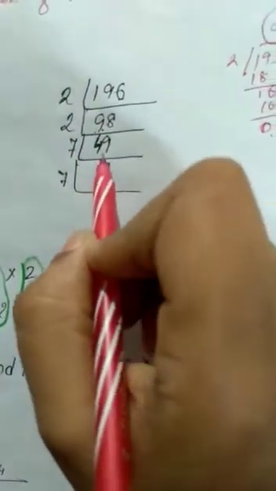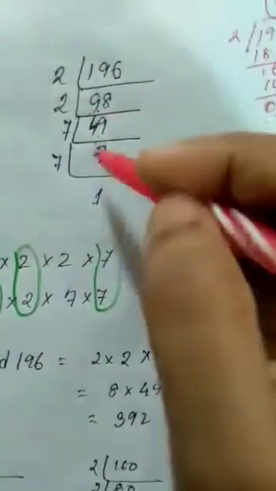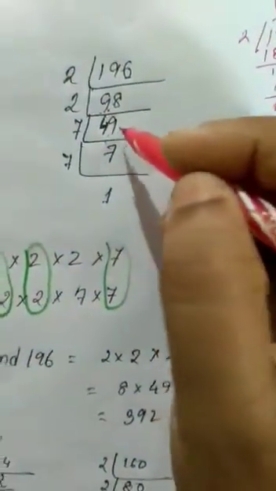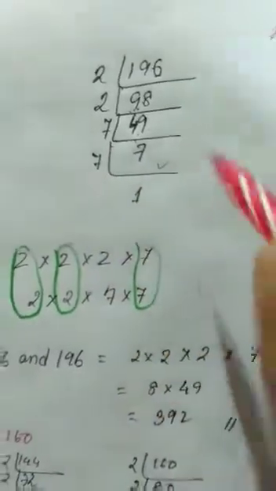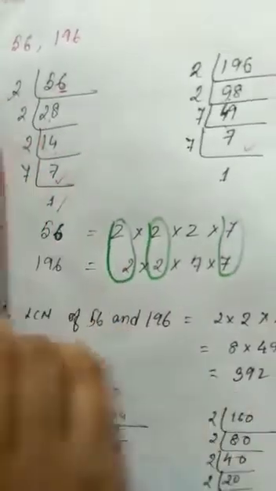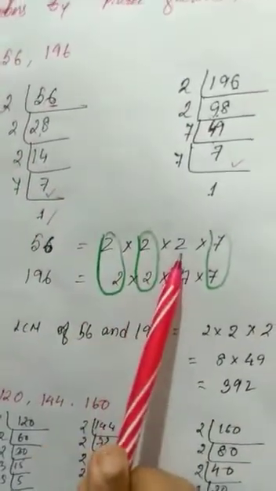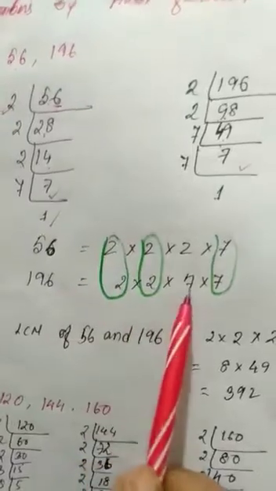And 49 is a multiple of 7. 7 7 49. As it is not a multiple of 5, 2 or 3, so 7 1 7. Now we have got this prime factorization. So for 56 we can write 2 into 2 into 2, then 7. Now for 196 we will write 2 into 2, 7 into 7. Okay, so we will write all of it.